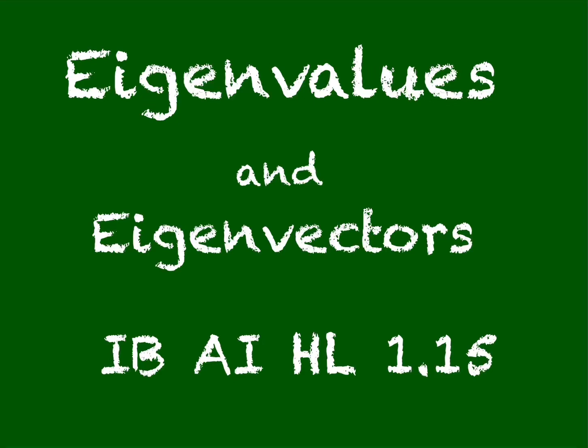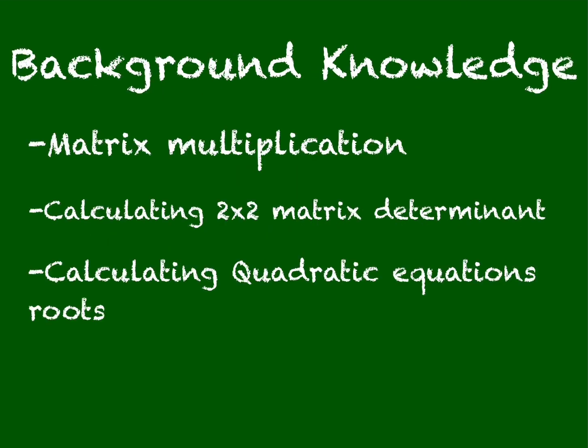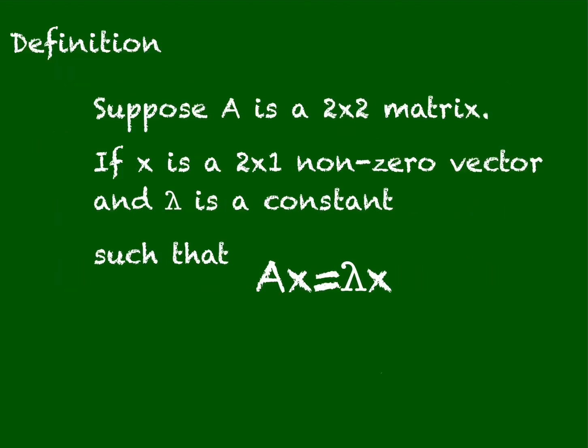Hello everyone. Today we're diving into eigenvalues and eigenvectors, a key topic in the IBA IHL course, specifically topic 1.15. Let's get started. To understand today's topic with ease, you should have knowledge about matrix multiplication, calculating the determinant of a 2 by 2 matrix, and finding the roots of quadratic equations.